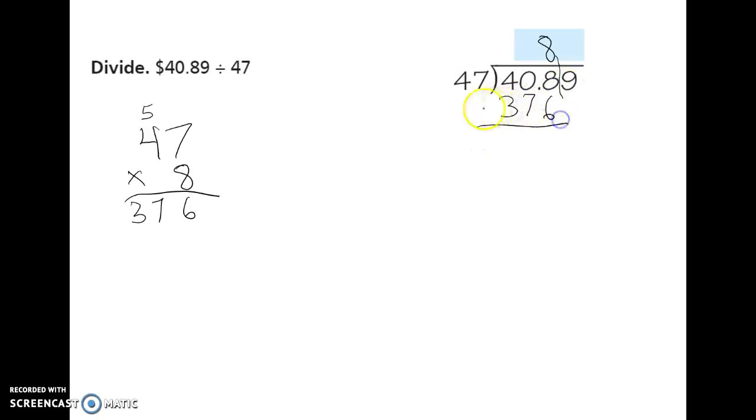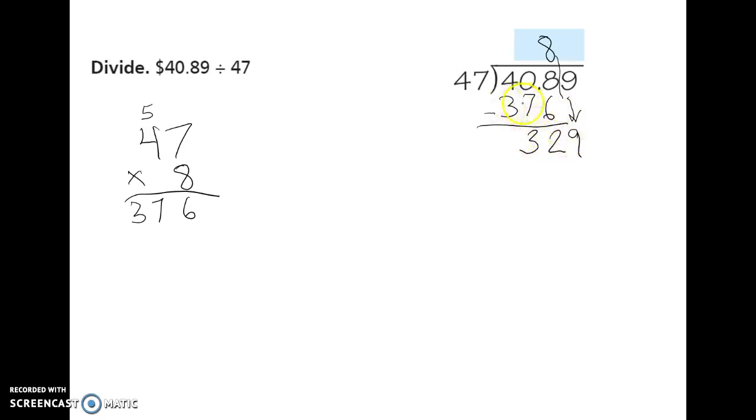And that was 376. Subtract: 8 minus 6 is 2, can't do 0 minus 7. I'm going to look at this just like 40 minus 37, which is 3. Okay, fair enough. Now I get to bring down the 9, and I have to think about a new problem. How many times does 47 go into 329? Rats, this looks like another great big problem.